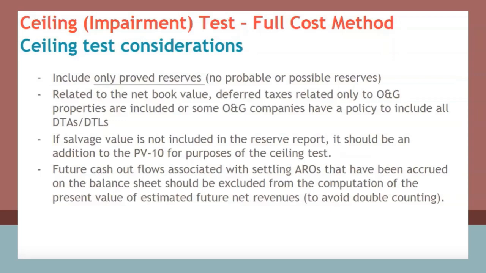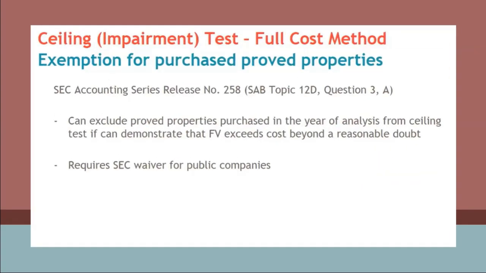And then here's some considerations that I wanted to touch on. Again, include only proved reserves, no probable or possible reserves. Related to the net book value, here's a deferred tax consideration, if that's a situation for you. Consideration of salvage value: future cash flows associated with settling AROs that have been accrued on the balance sheet should be excluded from the computation of the present value of the estimated future net revenues to avoid double counting. A lot of good info here.